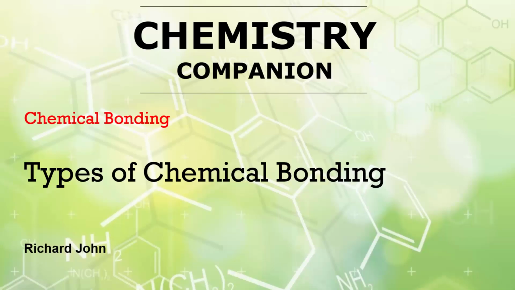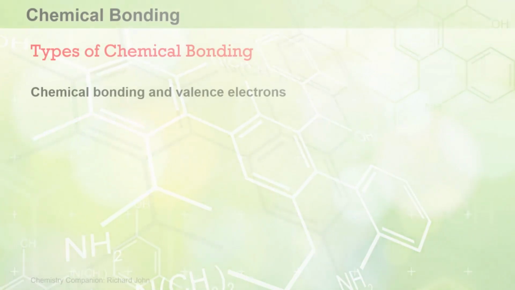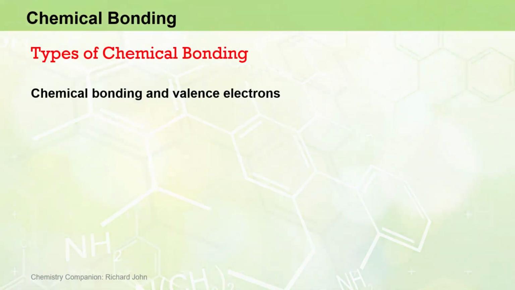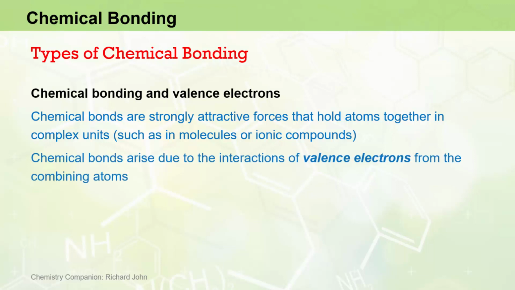In this video, we introduce ourselves to chemical bonding and look at the three main types of bonding we see in elements and compounds. When atoms or ions are strongly attracted to each other, we say that a chemical bond exists between them. Chemical bonds are strongly attractive forces that hold atoms together in complex units, such as in molecules or in ionic compounds. Chemical bonds involve the interaction of valence electrons from the combining atoms.